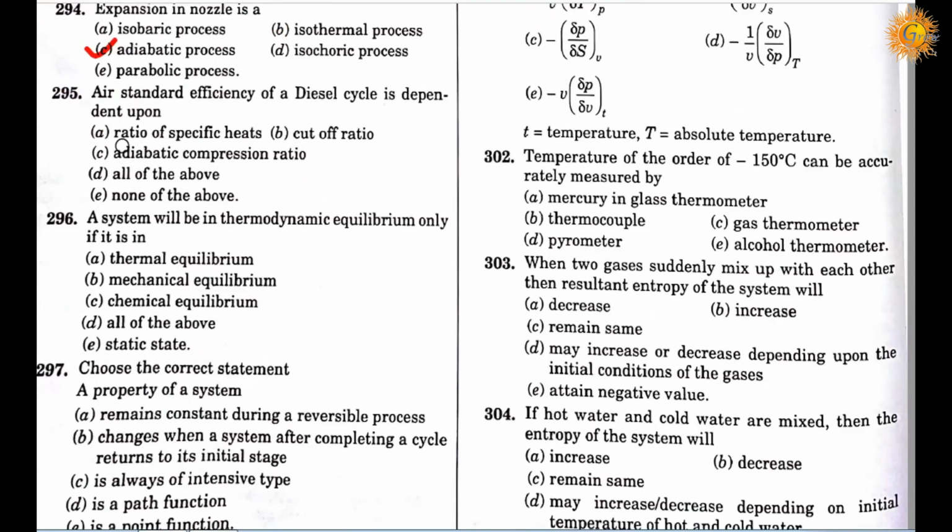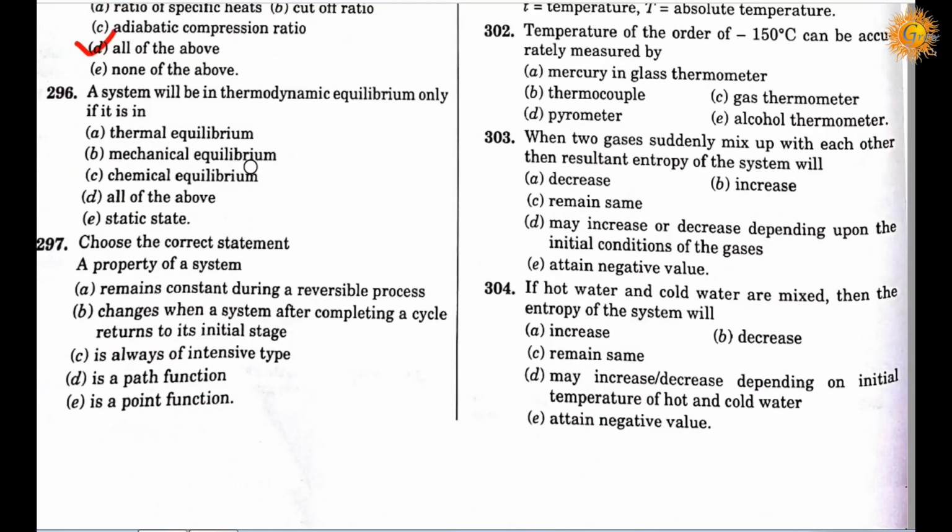Question number 295. Air standard efficiency of a diesel cycle depends upon: option A, ratio of specific heats; option B, cut-off ratio; option C, adiabatic compression ratio; option D, all of the above; option E, none of the above. So the correct answer is all of the above.